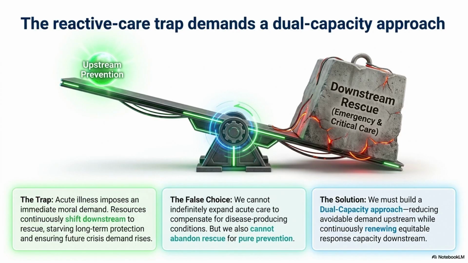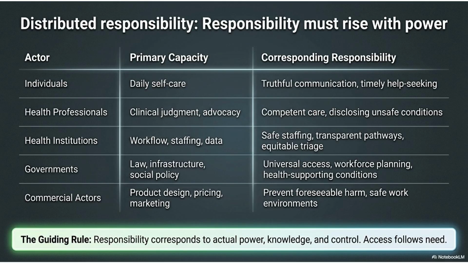Discover the need for a dual-capacity approach to overcome the reactive care trap. Learn how distributed responsibility must align with power to ensure effective healthcare access.